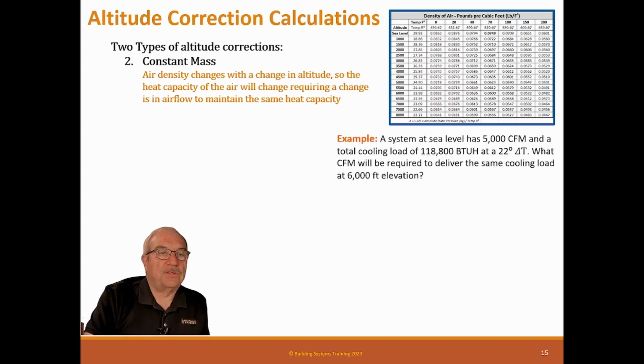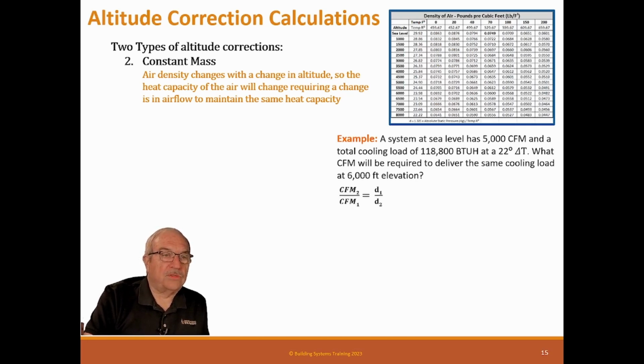So example, a system at sea level has a 5,000 CFM and a total cooling load of 118,800 BTUH at a 22 degree delta T. What CFM will be required to deliver the same cooling load at 6,000 foot elevation? So this is something that you need to check all the time.